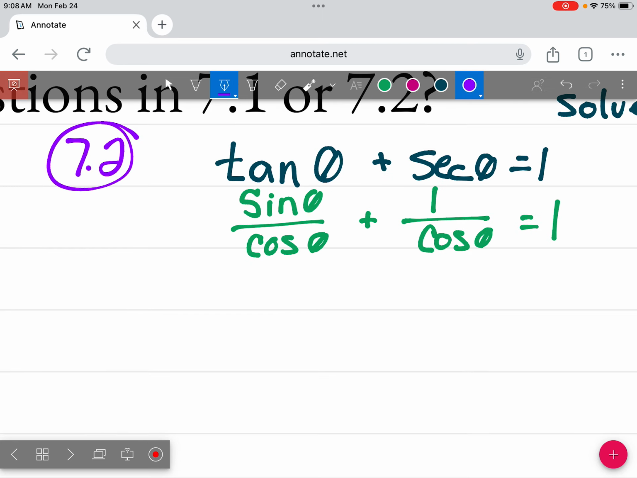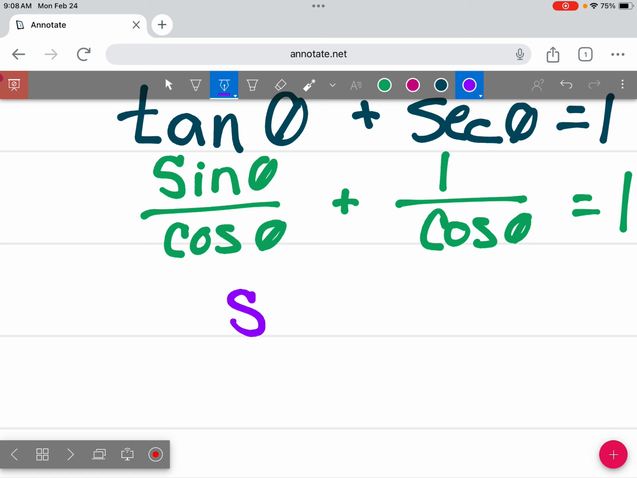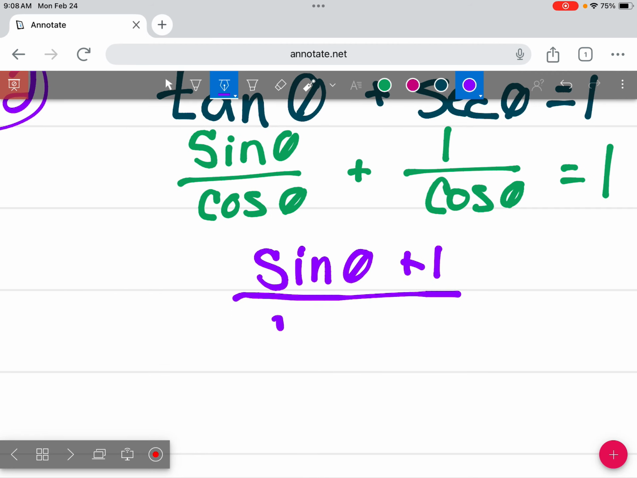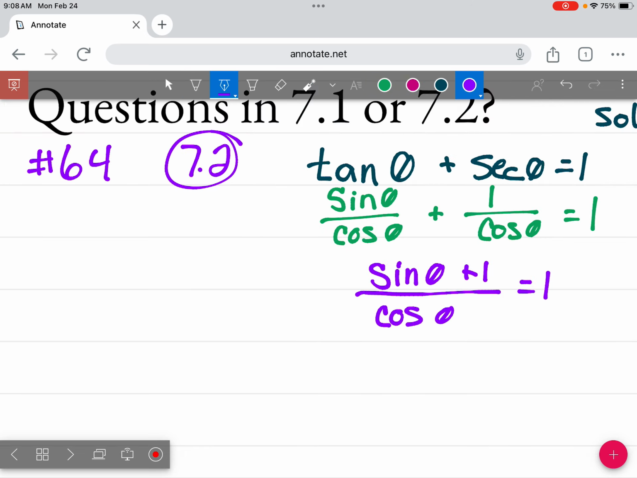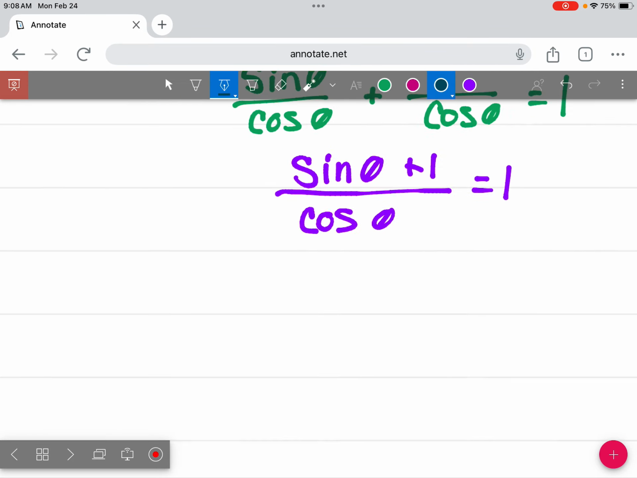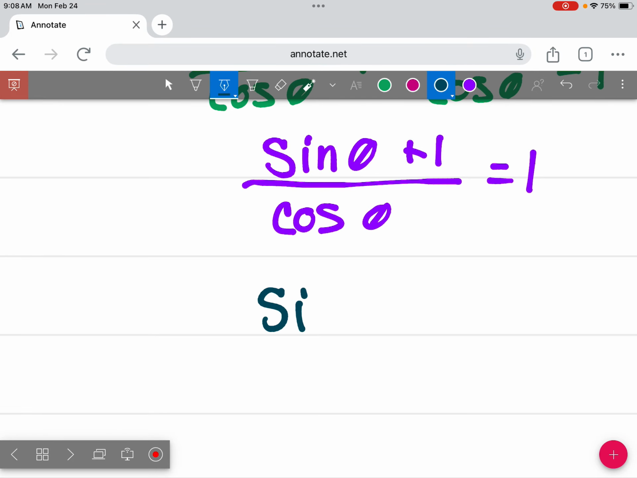I've got a common denominator here. So we have sine theta plus 1 over cosine equals 1. We see a couple of options from here. One is harder than the other, but both work. What's your instinct? Absolutely valid. Multiply both sides by cosine, and that means we're trying to figure out when sine of theta plus 1 equals cosine theta.